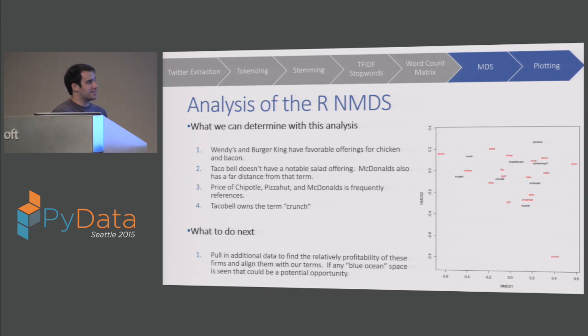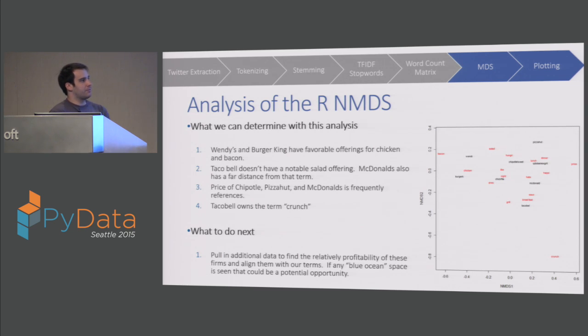What this would indicate is that really nobody else has a crunchy offering, and Taco Bell kind of exclusively owns that term. So what we would do next is, first we would try to find the profitability of these different firms and plot that similar to how the PCA was plotted on that previous chart to show us really which of these terms are the most profitable.